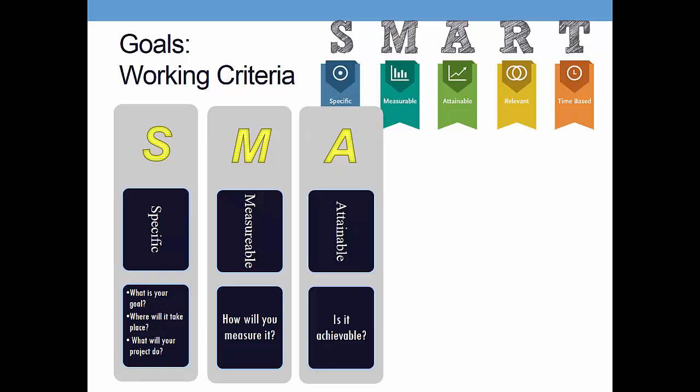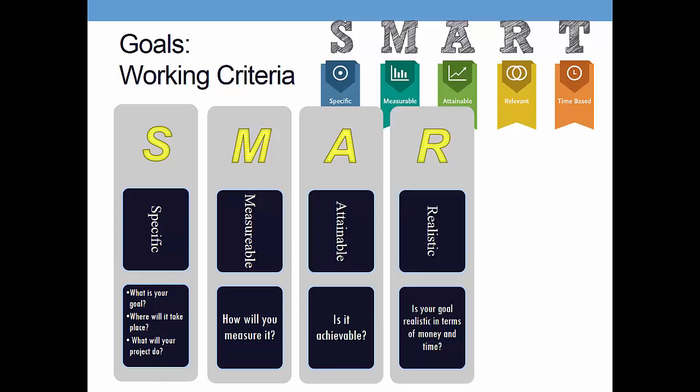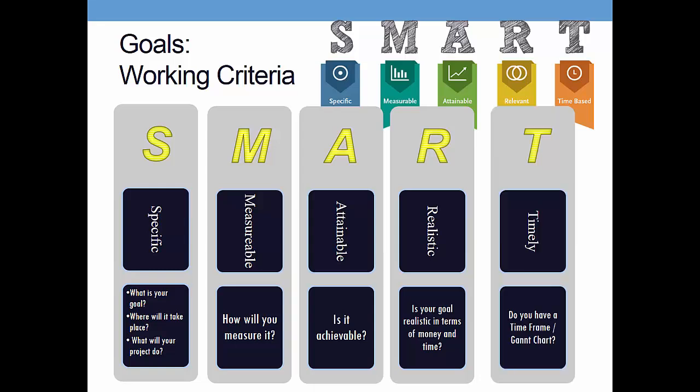Is it attainable? Is it achievable? Is what you're trying to do something that can be done? If you're trying to make a time machine, that's pretty difficult to do. So you want to keep it in a range where you can attain this project by the end of this semester. Is it realistic? Are they realistic in terms of money and time? And is it timely? Do you have a good time frame from now until the end of this semester?